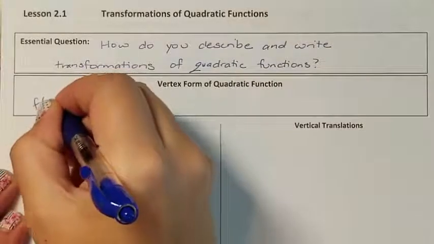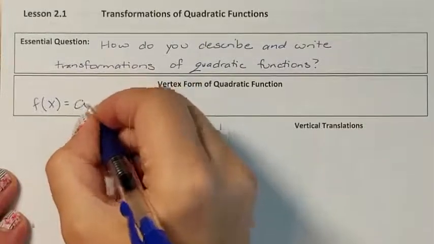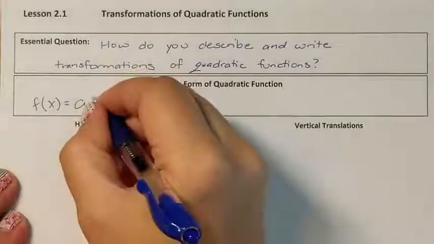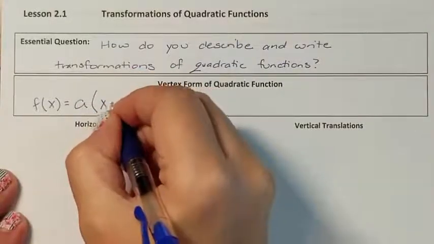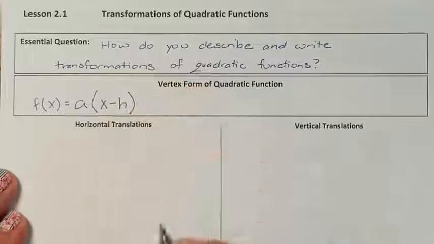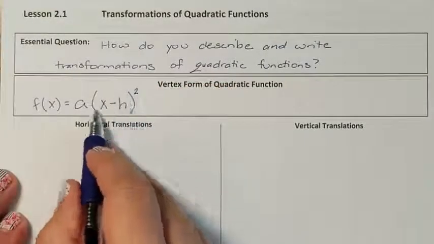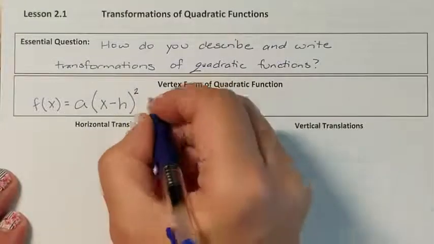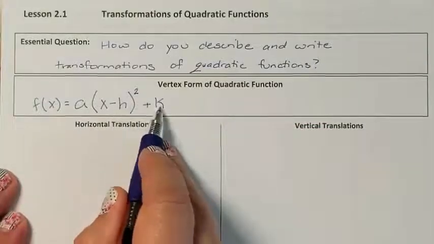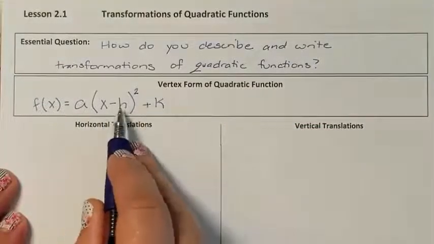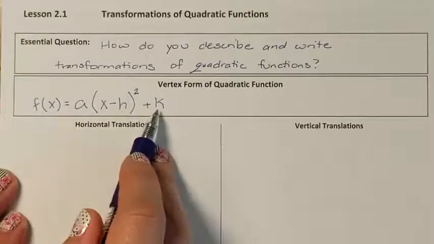So f of x equals, quadratic form's vertex has a value that we are going to represent as the variable a in front of the parentheses. Inside the parentheses, we need x minus some value of h. The parentheses is squared. That's how we know it's a quadratic function. If the parentheses is not squared, it's not quadratic. And then we need the plus k. We are used to seeing values in the a, h, and k locations. And so today we're going to look at what it means when these are values.